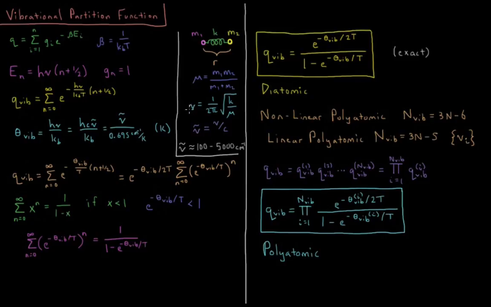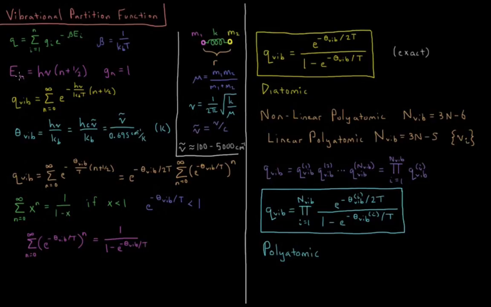The vibrational frequency of this diatomic molecule is 1 over 2 pi, square root of the spring constant divided by the reduced mass. And nu bar is 1 over 2 pi times the speed of light times square root of k over mu, or nu bar equals nu over c, in wave numbers. The typical values that you'll see for vibrational constants are around 100 to 5,000 wave numbers. So note that the typical rotational constants are about 1 to 10 wave numbers, whereas the typical vibrational constants are around 100 to 5,000 wave numbers.